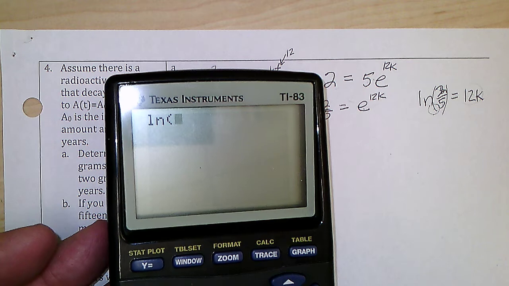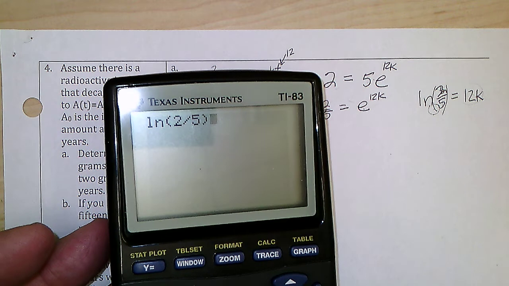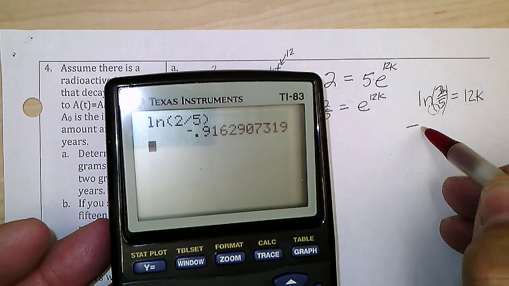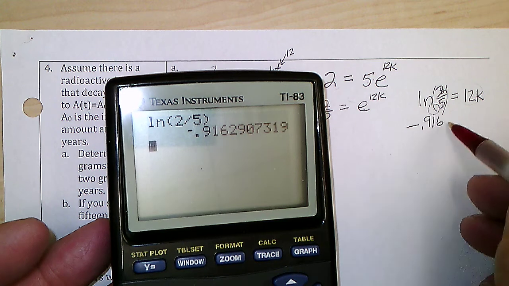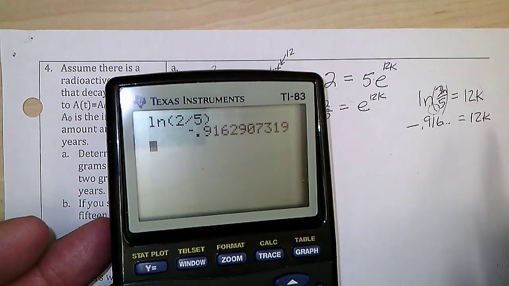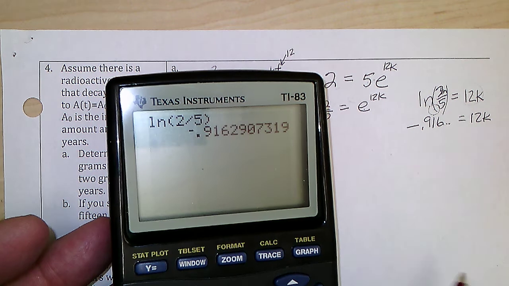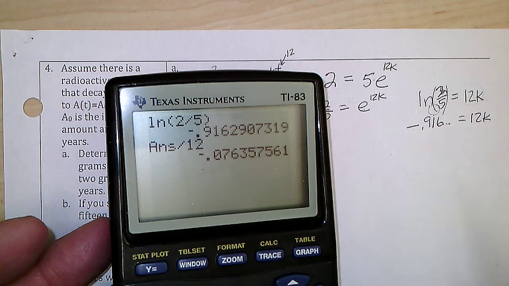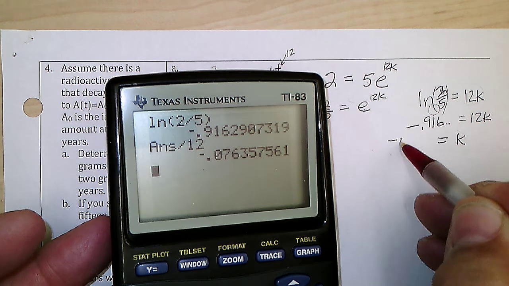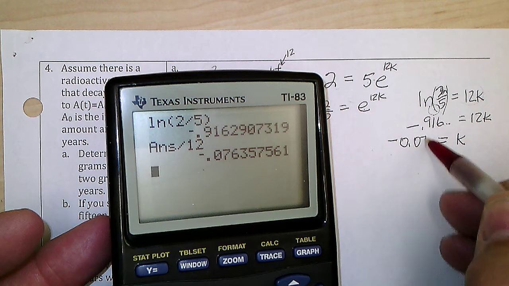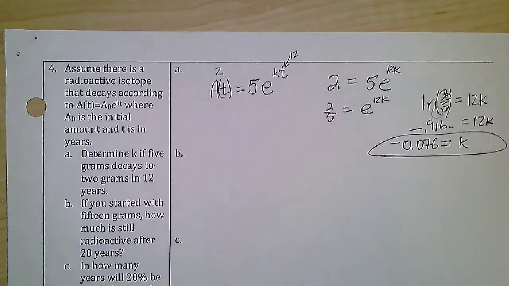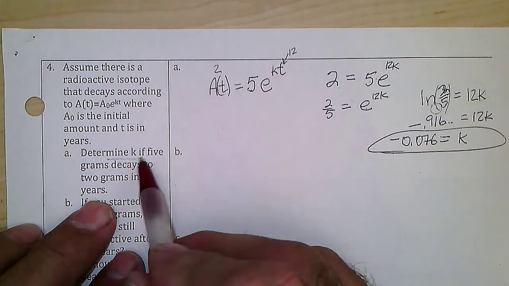ln of 2 divided by 5 is -0.916, and that equals 12k. So k is going to be that divided by 12. So I get k to be negative 0.076. That's close enough. So now I've determined the k.